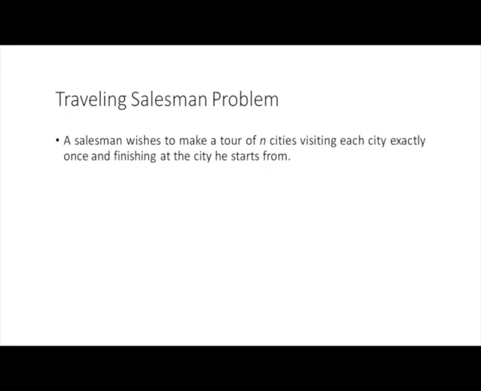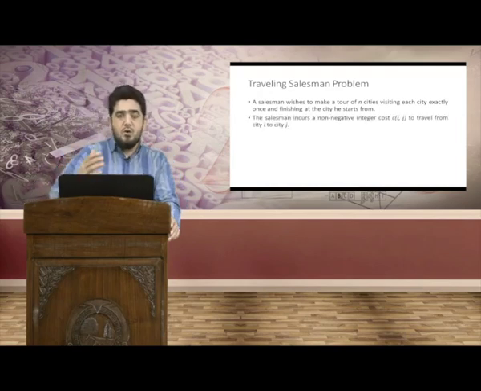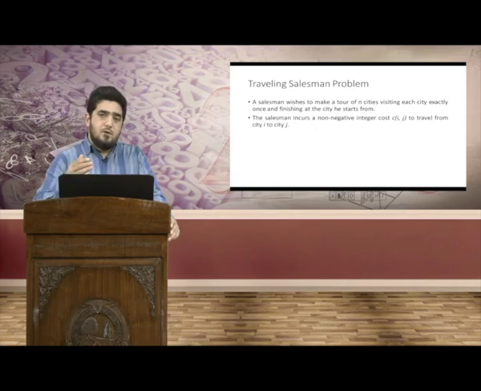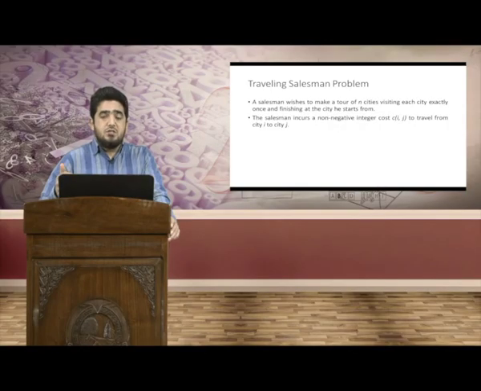Think of a salesman who wants to sell some goods in different cities and he wants to visit these different cities. Now, let's suppose while he is moving from one city to another, he incurs some cost. So some cost is associated with traveling from one city to another. And the idea is that he finishes his tour by visiting each of these cities, and he should end his tour at the city from where he started.